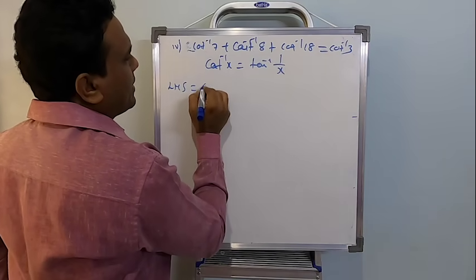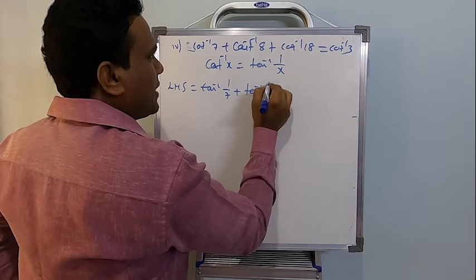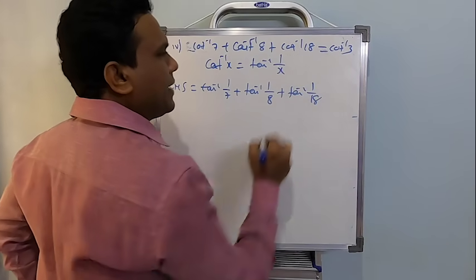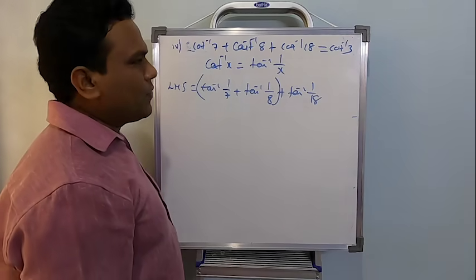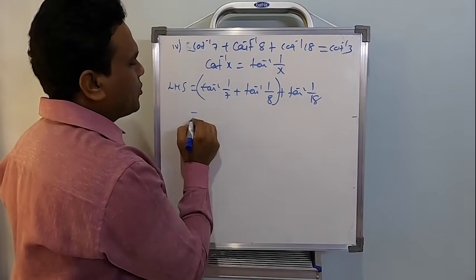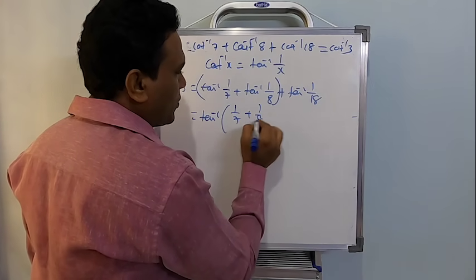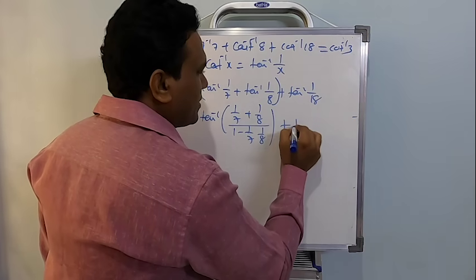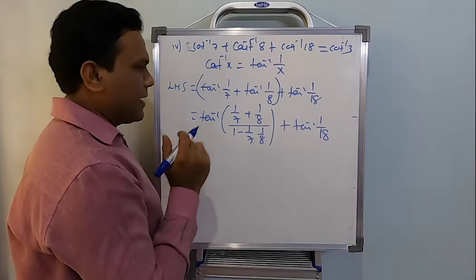So first term can be written as tan inverse 1 by 7. Second term tan inverse 1 by 8. The next term tan inverse 1 by 18. So first let us combine these two. Directly I cannot combine three, so first I will combine the first two terms by using the formula tan inverse of x plus y by 1 minus xy. Let's retain the third term as it is. Still this step is simplified.